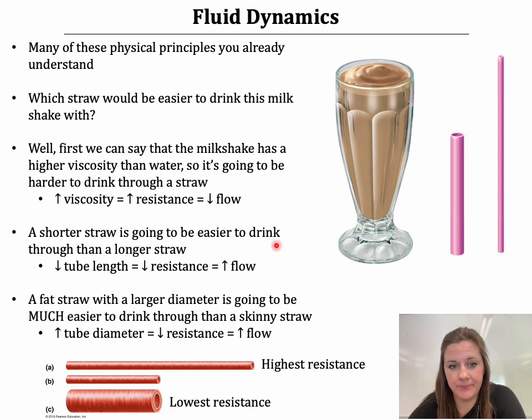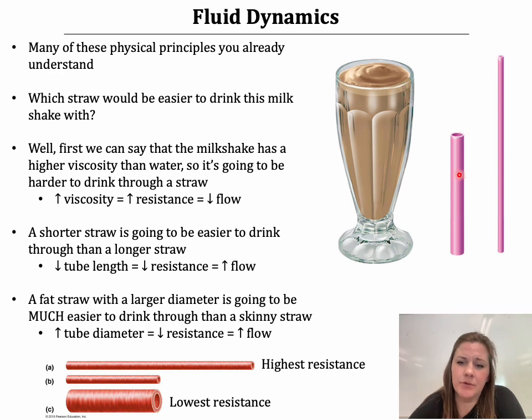Then we can think of vessel length or tube length, right? So ask yourself, which straw would you want to use to drink this milkshake? Well, you're going to want to use a fatter straw, which is the next property we'll talk about, but you also want to use a short straw versus a really long straw. Right? The longer the tube, the longer the straw, the more resistance that fluid is going to meet, the more difficult it is going to be to drink that milkshake, right? So the vessel length, the tube length is also an important factor. So if we decrease that tube length, we decrease the resistance and we increase the flow. And the opposite is true of that property.